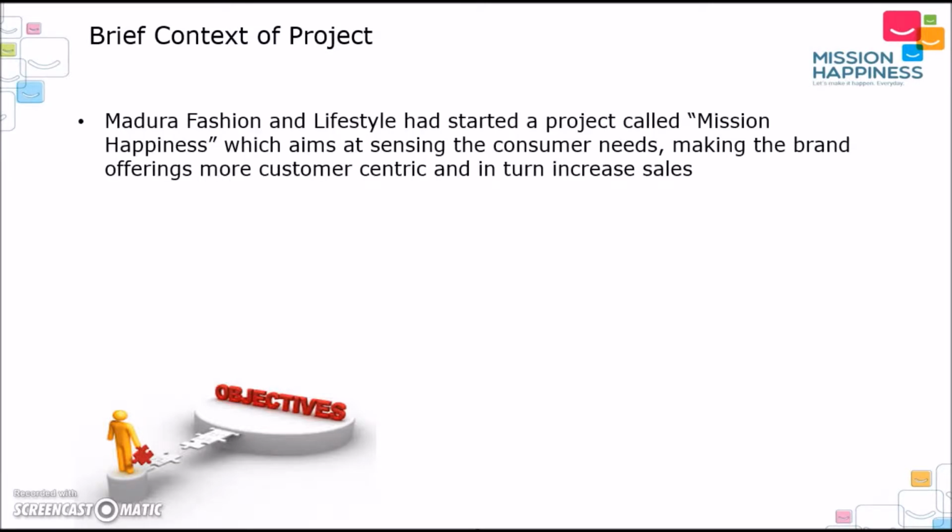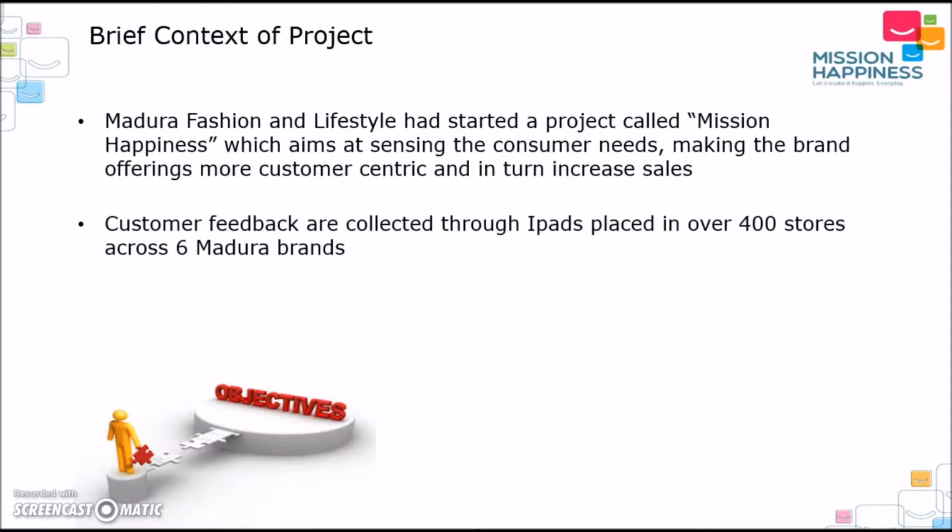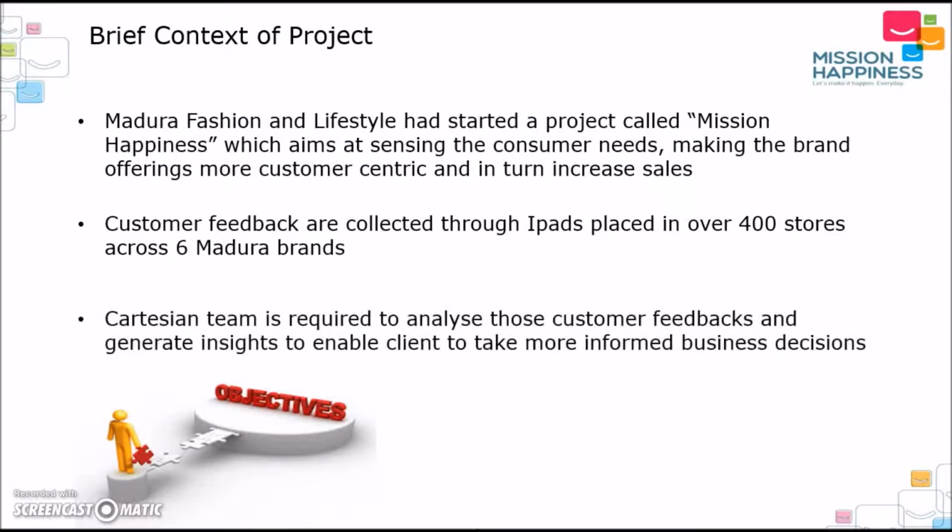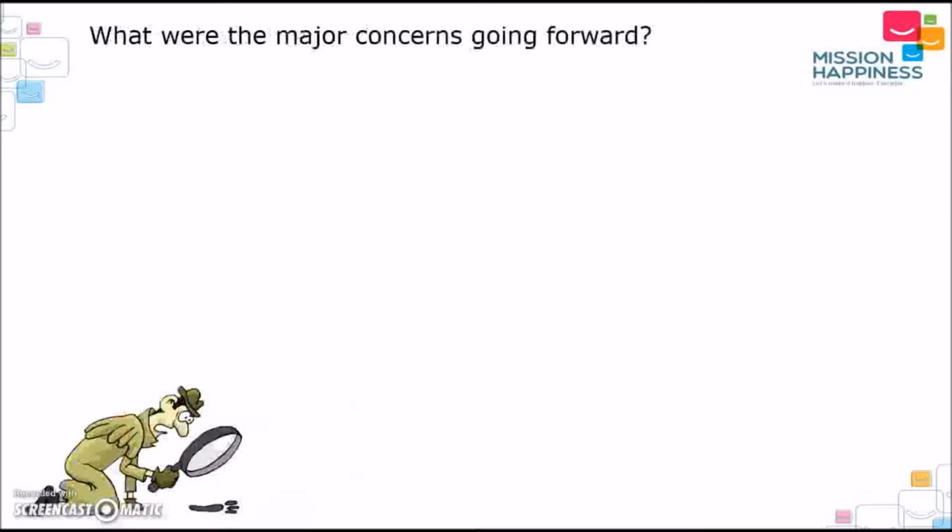project was built. So Madhura Fashion Lifestyle has started a project called Mission Happiness, which aimed at sensing the consumer needs, making the brand more customer centric, and in turn have a great impact on the customer sales. Now how they planned to do it was that they had installed iPads in around 400 stores across 6 Madhura brands. So whenever a customer used to make a purchase, the store manager would ask the customer to fill the feedback form that is inbuilt in the iPad. And how Cartesian comes into play is that Cartesian was required to analyze these feedbacks and generate insights that would help the client make more informed business decisions.